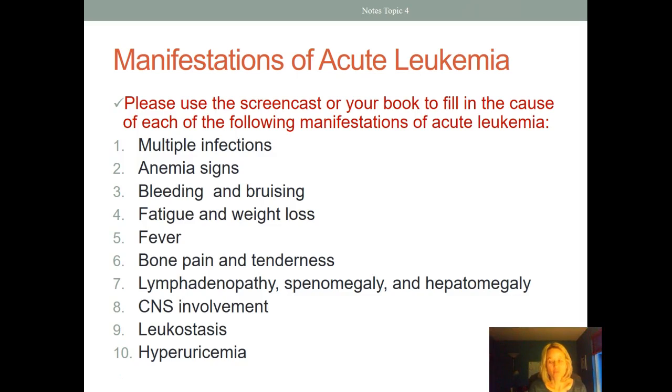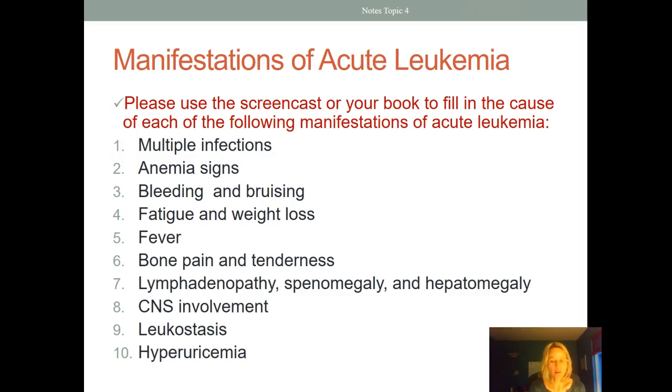Swollen lymph nodes, swollen spleen, and swollen liver are going to be due to infiltration of leukemic cells. This is going to be more common in ALL. Same with CNS involvement. This is going to be due to infiltration of leukemic cells across the blood-brain barrier, and this is going to be more common in ALL.